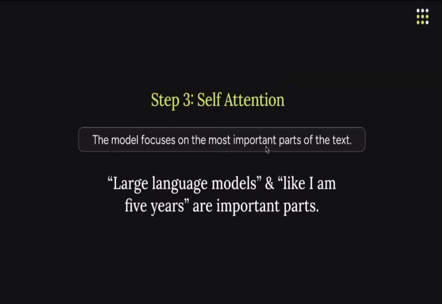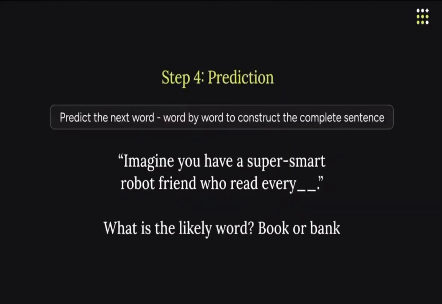In this case, for explain large language models like I'm 5 year old, it doesn't look at explain anymore. It just needs to understand large language models and like I'm 5 year old, because these are the important parts of the whole prompt that you send. So it focuses on just these two things and it understands what you're saying. It understands your question by focusing on the right parts of the prompt. And once it does this, and this is called the self-attention mechanism, what it does next is magic. It basically predicts one word at a time.